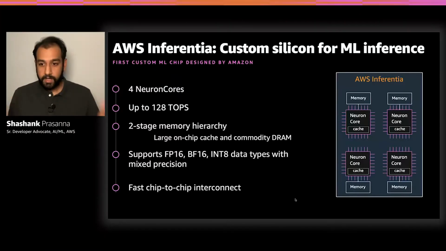And in terms of architecture, there are 4 neuron cores per chip, and this becomes important as you start to decide what kind of instance type you need. You also get different precision supports. It supports reduced precision all the way up to FP16, bfloat16, and integer 8. Also has very fast chip-to-chip interconnect, and this becomes important when you want to do model parallel. Let's say you want to split your model and host them on different cores, then the fast chip-to-chip interconnect makes sure that you get very low latency performance.